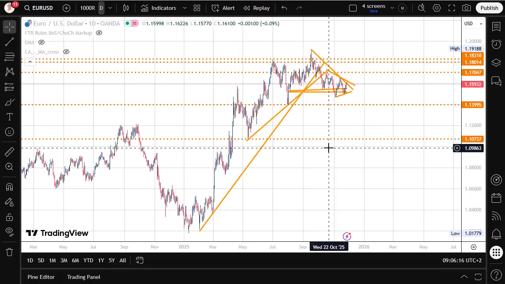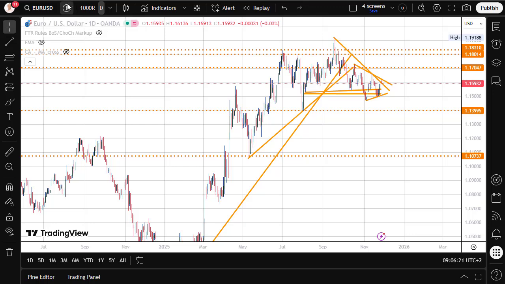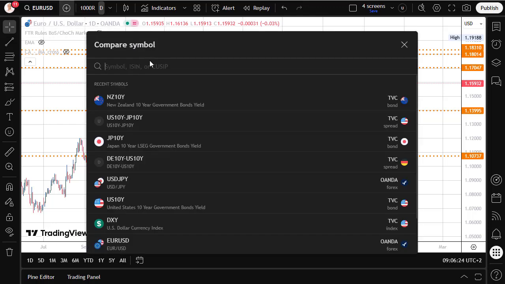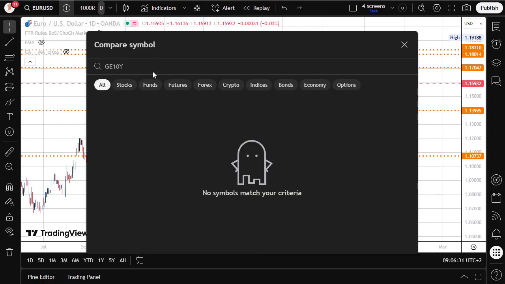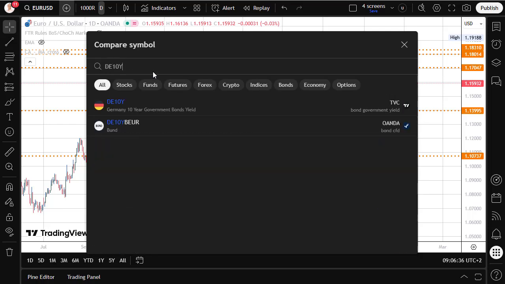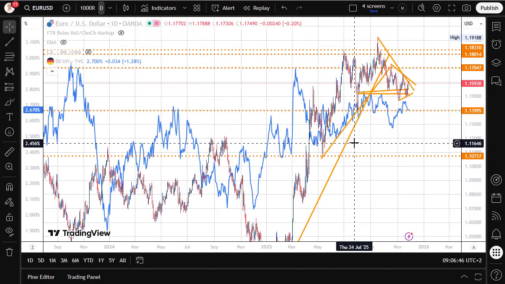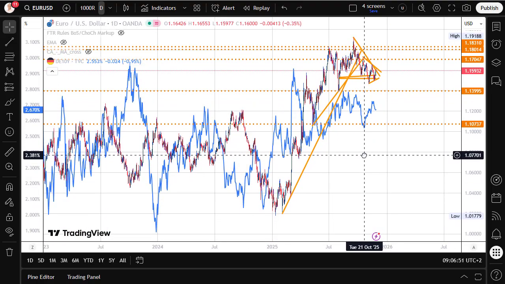So here is TradingView. I have my chart. This is the daily bars. And I go here to the plus sign, I click, and I will choose DE10Y. Apologies, made a mistake, DE10Y. So this is the 10-year German yield. And I hover my mouse over this and I choose new price scale. And what do you see here? We have the German yield.